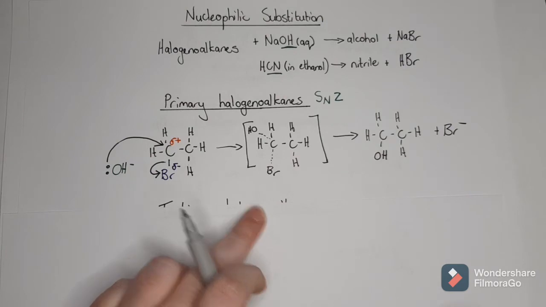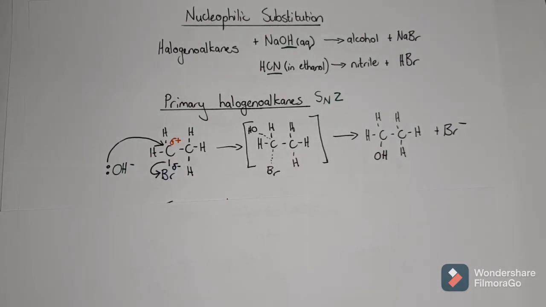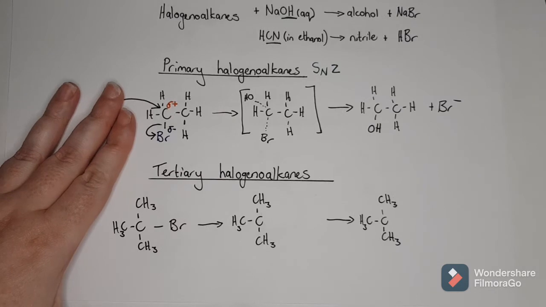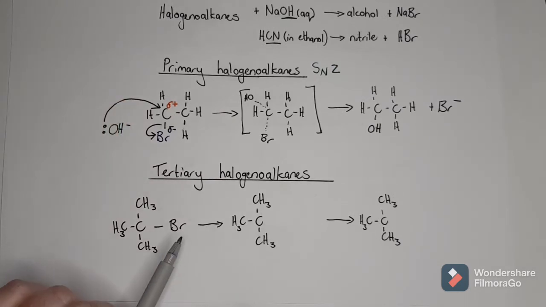That has a negative charge because it took the electrons. So that's the primary halogen alkane mechanism. So then if we look at the tertiary halogen alkane mechanism, see, it's tertiary because the bromine carbon is attached to 3 other carbons.